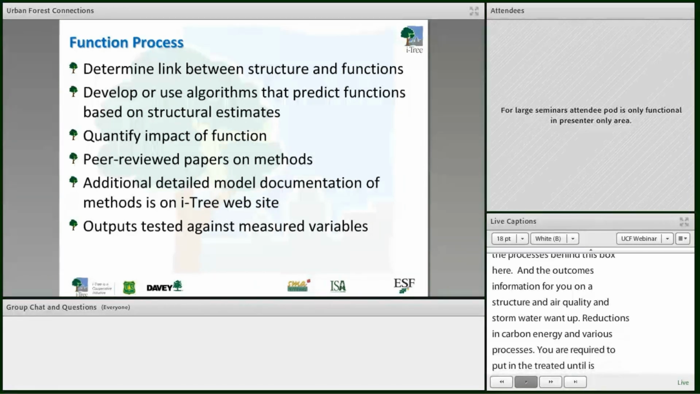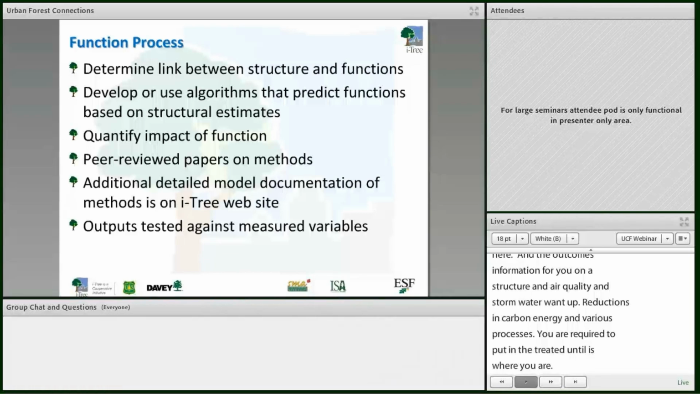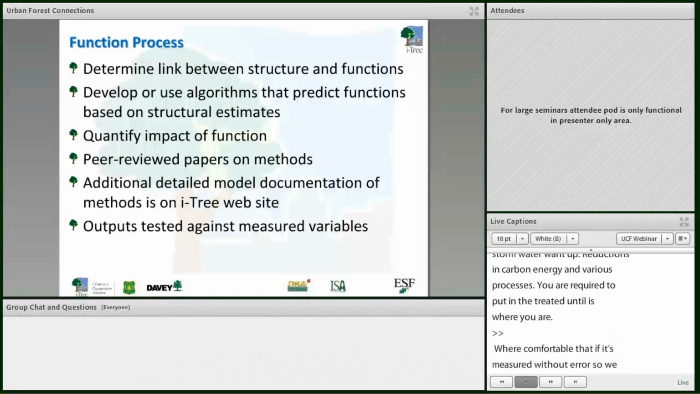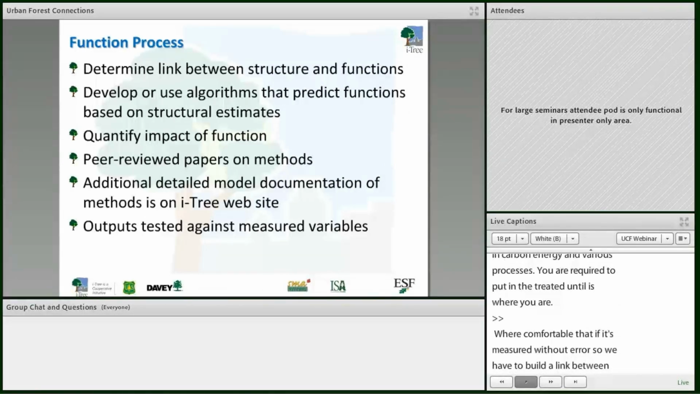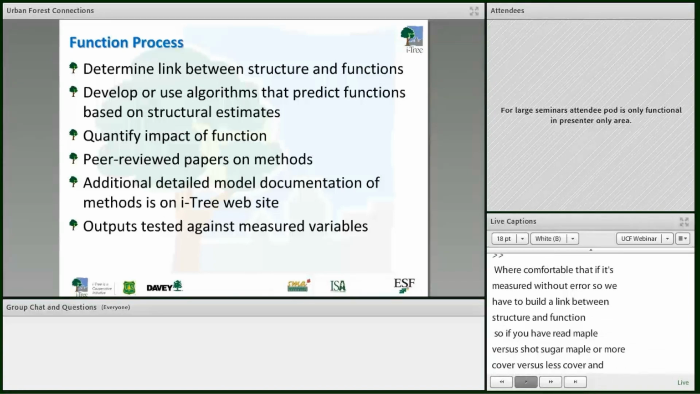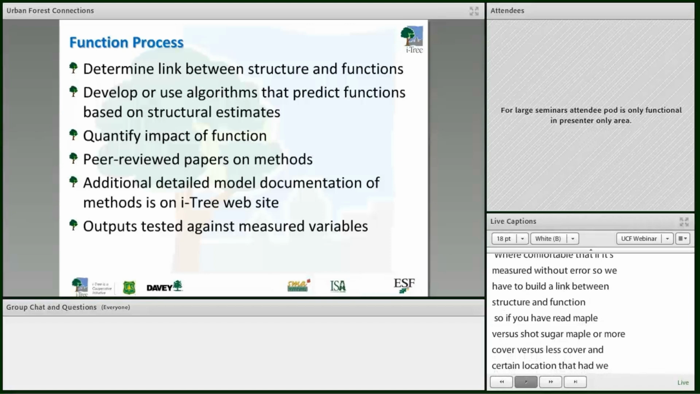So the functional processes, this is where the link is. You've given us structural data. We feel comfortable on that if it's measured without error. The science behind this is building a link between the structure and the function. So if you have a red maple versus a sugar maple, if you have more cover versus less cover, or certain locations, how do we determine air pollution removal? How do we determine energy? And what is the impact of that air pollution removal on human health? And that's what we're trying to get at.